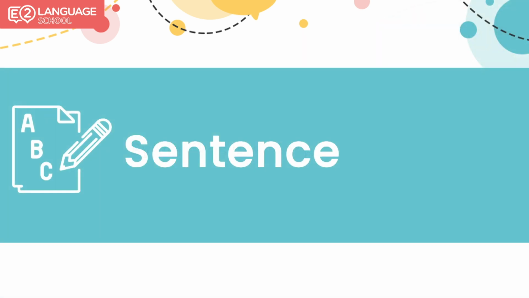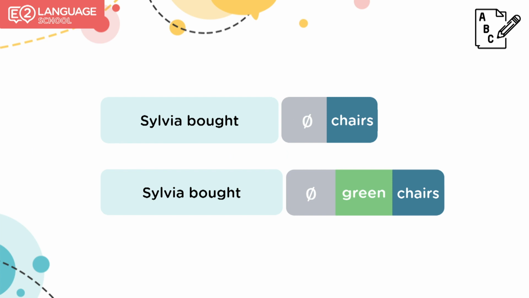Okay, moving on, we're now going to look at how to use no article in a sentence. So here are two sentences. Sylvia bought chairs. Sylvia bought green chairs. Now, the rule is that articles go before the noun. So the chair, a chair. The green chair, a green chair.